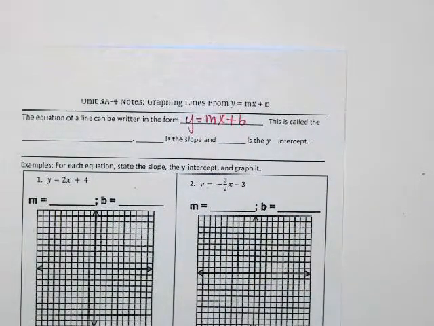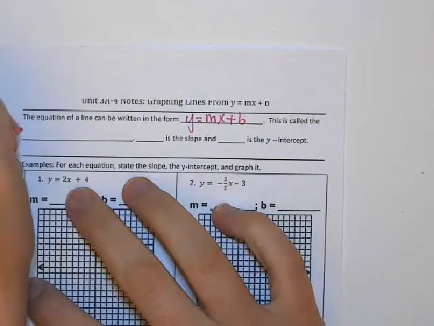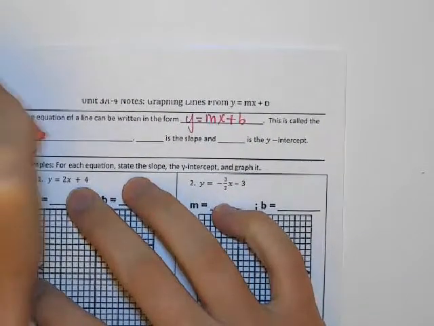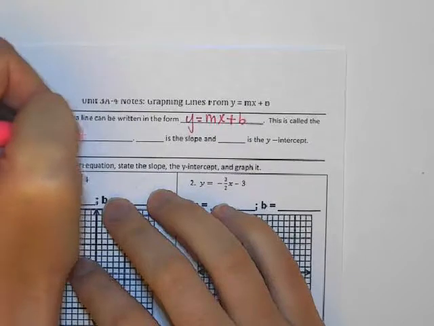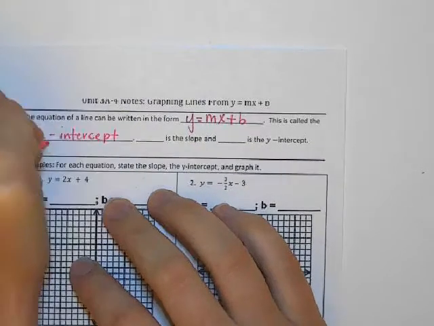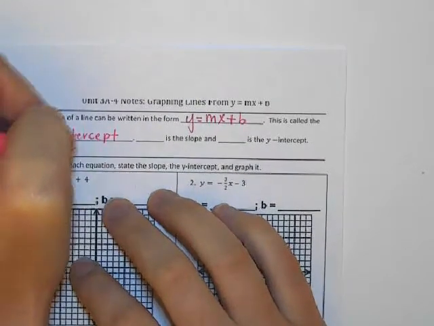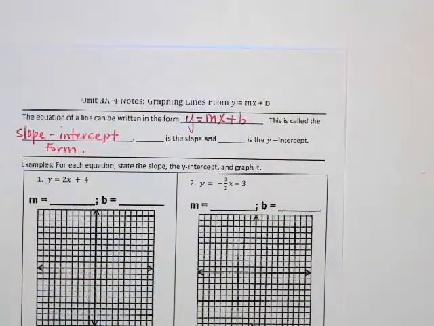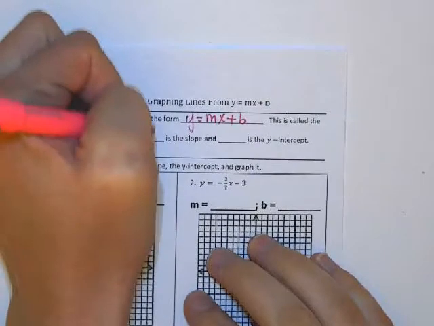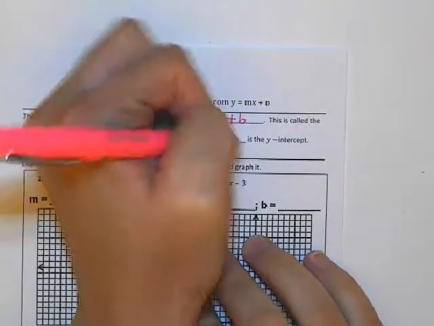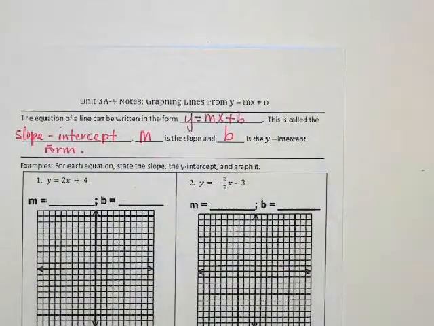This is called the slope intercept form, where m is the slope and b is the y-intercept.